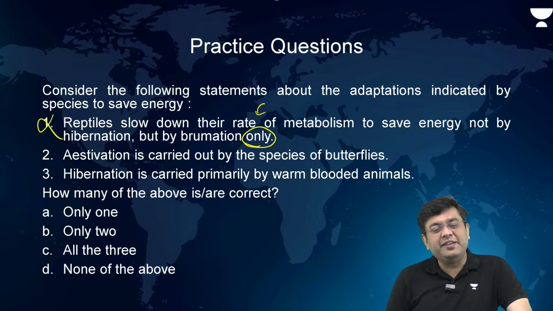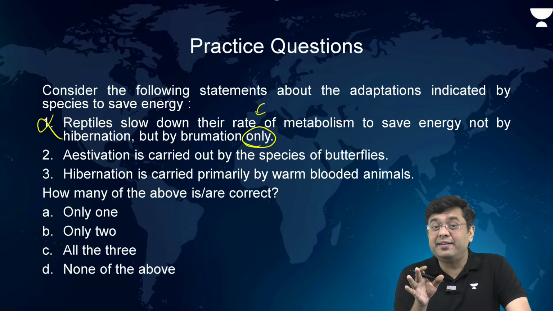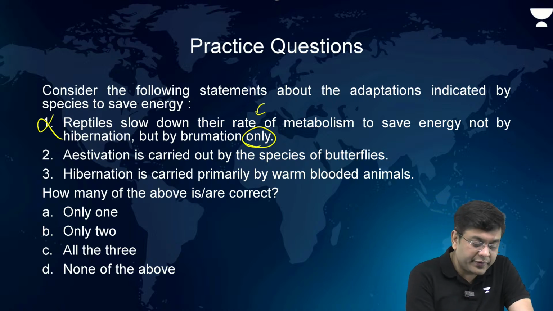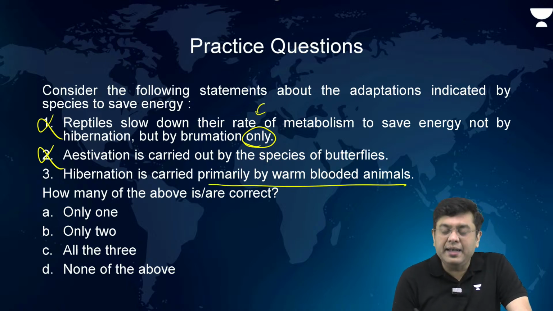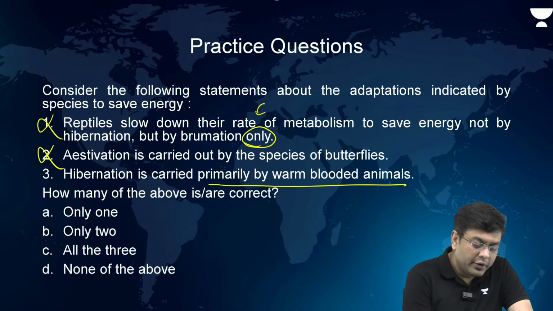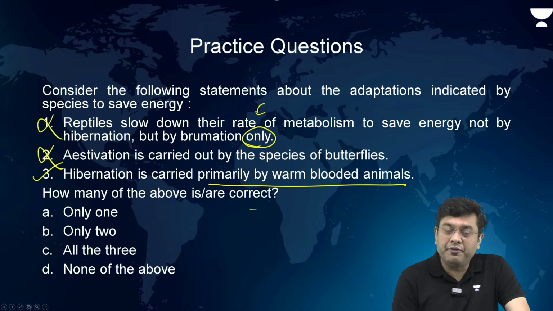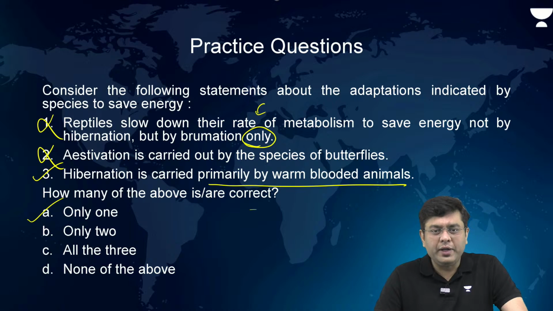Estivation is carried out by the species of butterflies. Estivation is generally carried out where? In the deserts. In deserts, you don't generally find the species of butterfly. Butterflies go for diapause in most of the cases. Incorrect. Hibernation is carried primarily by warm-blooded animals or warm-blooded mammals. So here, the third is correct. So how many of the above is or are correct? The correct answer will be A, only one.